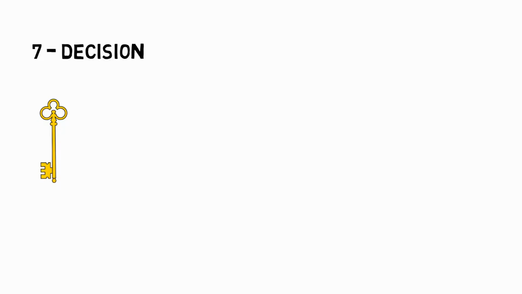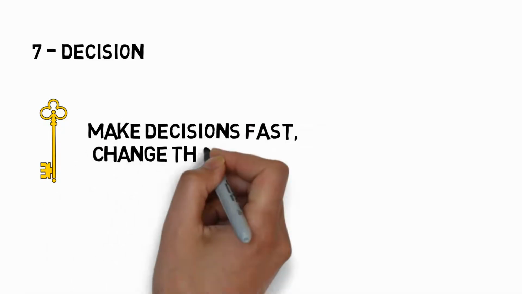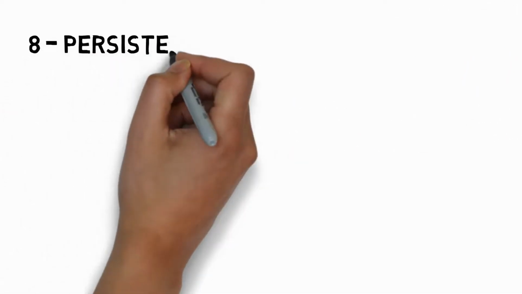Here is the key to effective decision making. You need to make decisions fast and change them very slowly. If you have troubles making decisions, you need to practice this skill. Even the wrong choice is better than no choice at all when you jump from one solution to another. The next step is persistence.